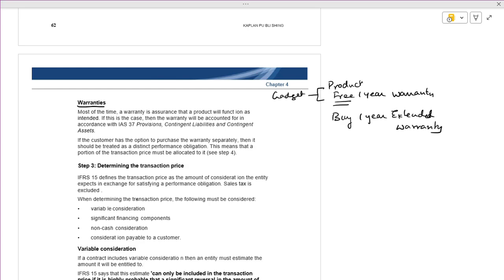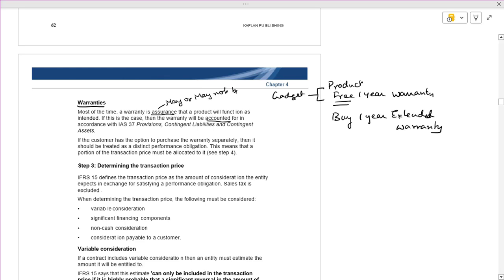Most of the time, a warranty is an assurance. That's all. The product will function as intended. If this is the case, then the warranty will be accounted for. See, it may or may not be.